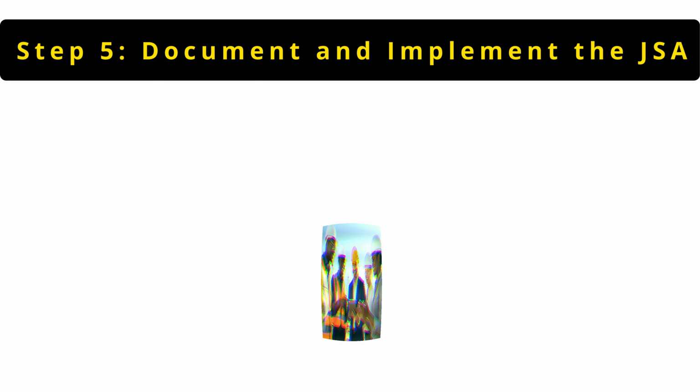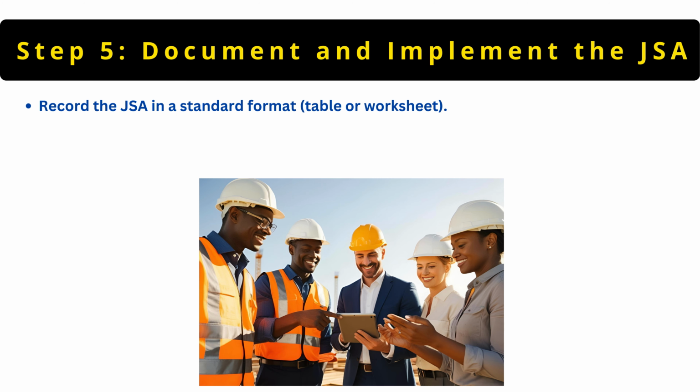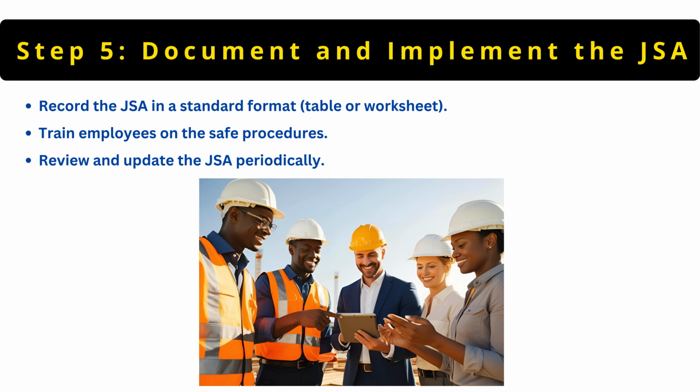Step 5. Document and train. A JSA only works if everyone knows and follows it. Document it in a simple table, steps, hazards, and controls. Then, train your team. Pro tip, review JSAs yearly or when equipment changes. Safety isn't one and done.